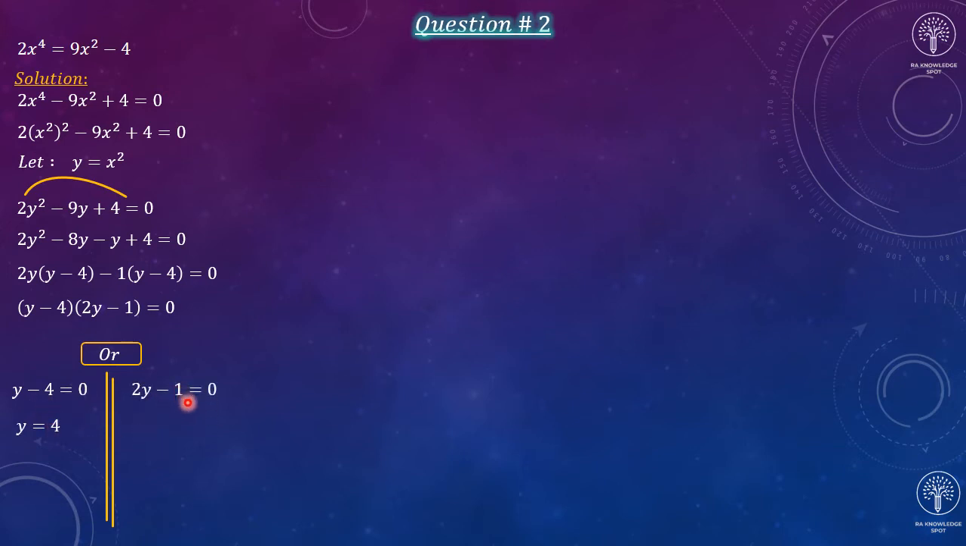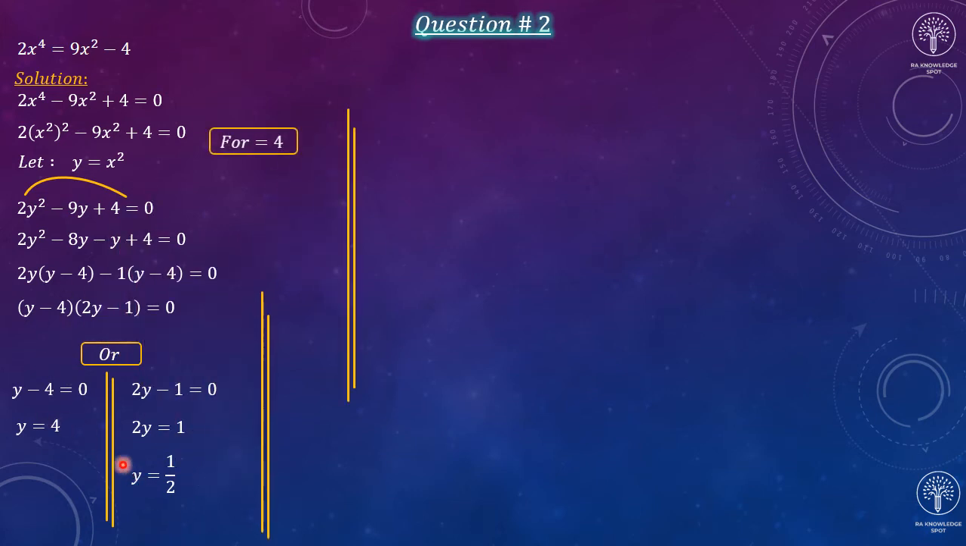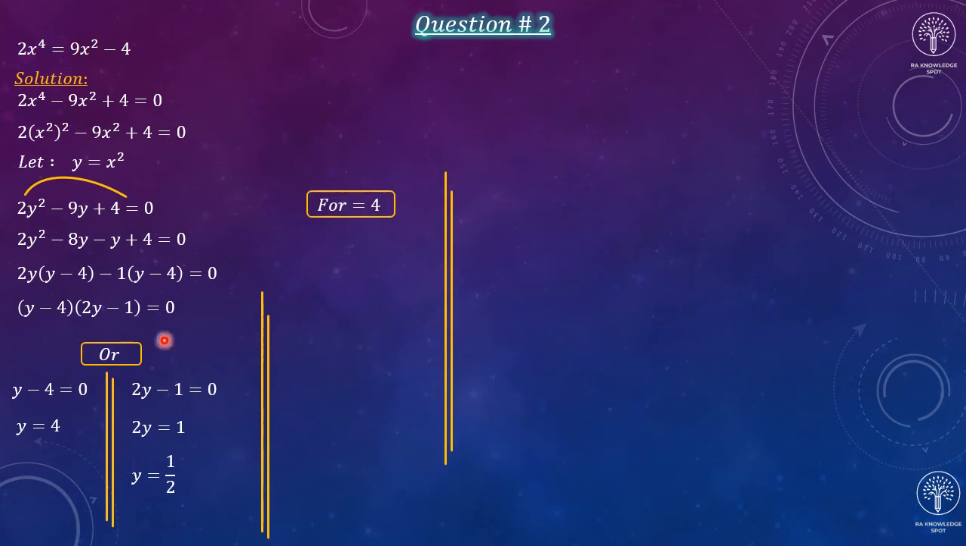Then 4 is negative, otherwise it will be positive. Then 2y minus 1 is equal to 0, then negative becomes positive, 2 is multiplying, so you have to divide it. Now once again, the two values of y, but this is not the final answer. Now you have to solve first for this y and second for this one. First for y is equal to 4.